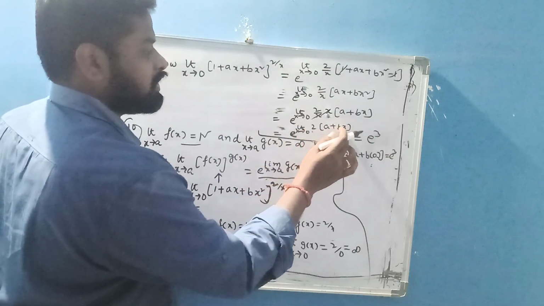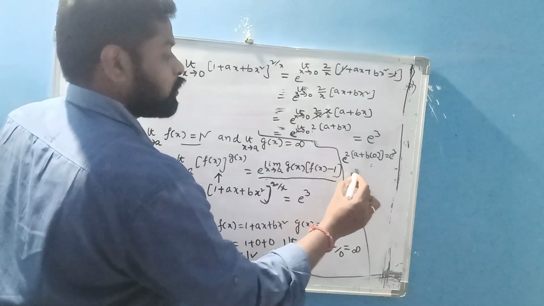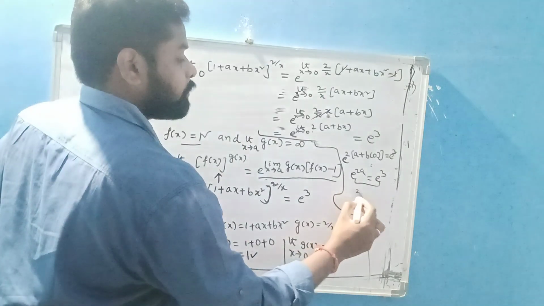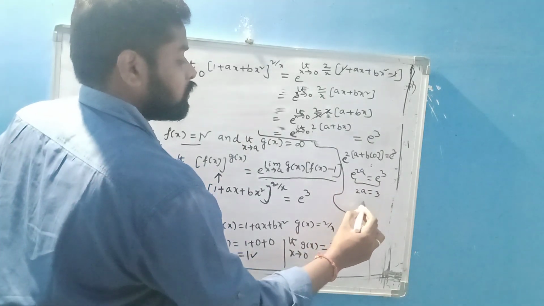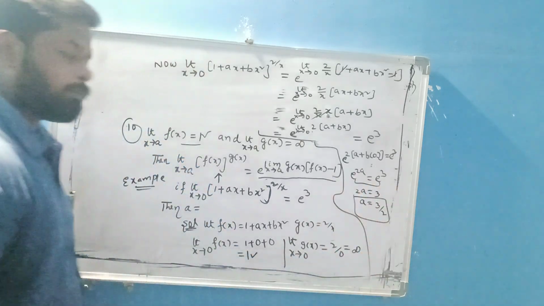Then as x approaches 0, b into 0 is 0, so e power 2 into a. e power 2a is equal to e power 3. Here the bases are equal, so the powers are equal. Then 2a equals 3. a equals how much? 3 by 2. That is the process.